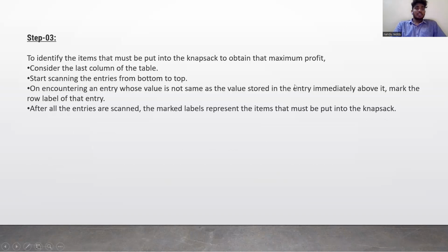Then step 3: to identify the items that must be put in the knapsack to obtain the maximum profit, consider the last column of the table. Start scanning the entries from bottom to top, and on encountering an entry whose value is not the same as the value stored in the entry immediately above it, mark the row label of the entry. After all the entries are scanned, the marked labels represent the items that must be put in the knapsack.